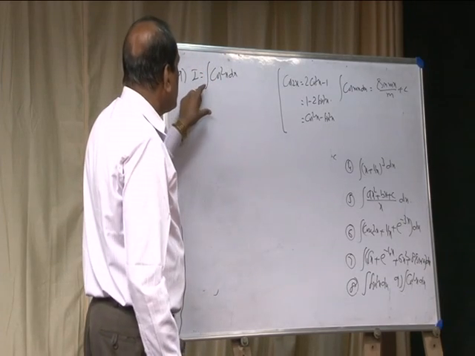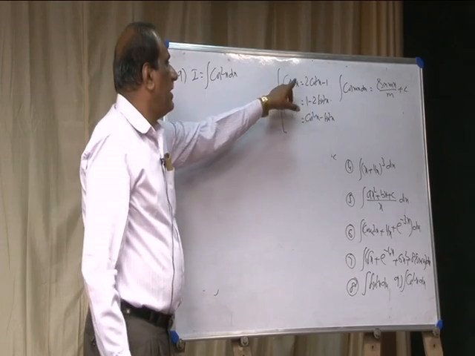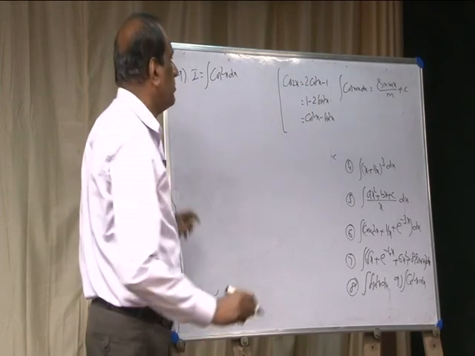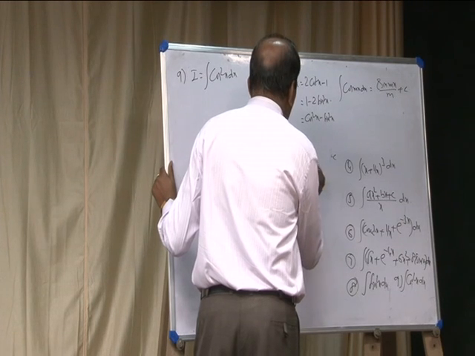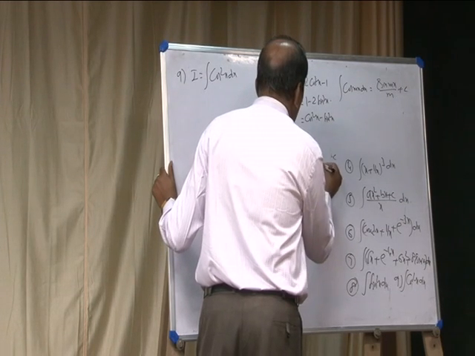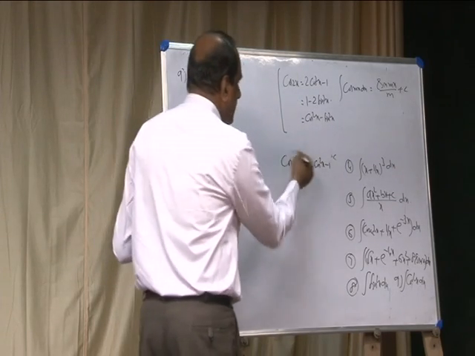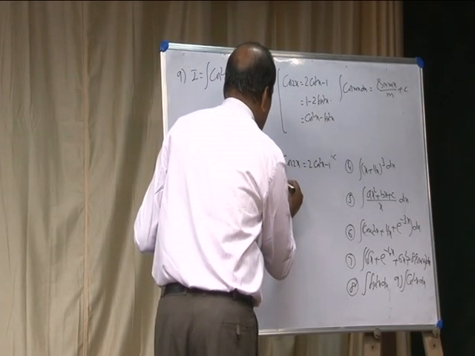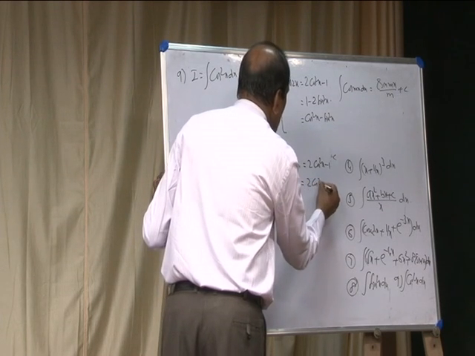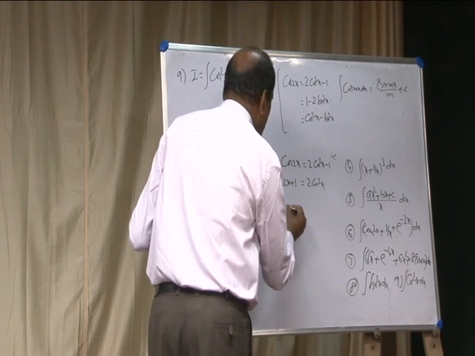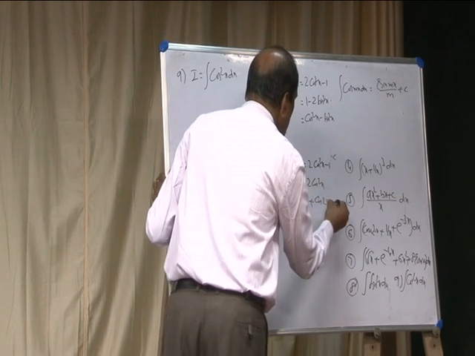So in which multiple angle formula is cos square x there? In the first formula, that is cos 2x is equal to 2 cos square x minus 1. So write the formula, cos 2x is equal to 2 cos square x minus 1. Now transfer minus 1 to this side, that is cos 2x plus 1 is equal to 2 cos square x, or we can write 2 cos square x is equal to 1 plus cos 2x.